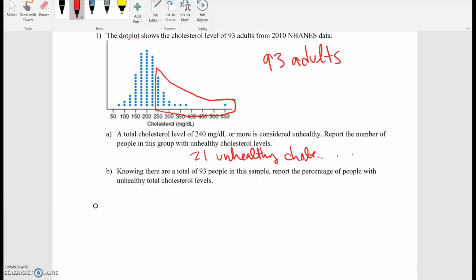Okay, continuing on. We have 21. Now that we know there were 93 people in the sample, report the percentage of people with unhealthy cholesterol levels. I already know that 21 of them are unhealthy. So from the 93, 21 are unhealthy. What would this be equal to? I'm going to put 21 over 93 into my calculator, and I'm going to get 0.226.